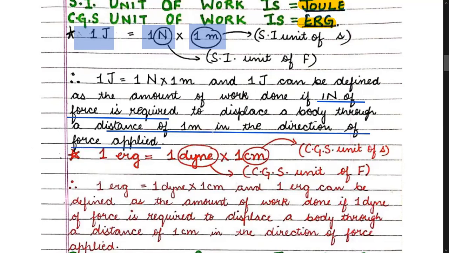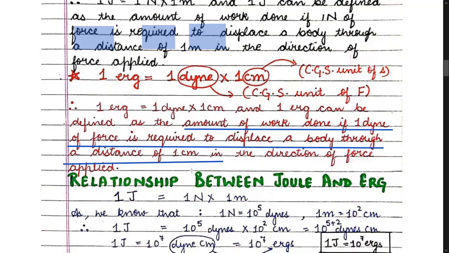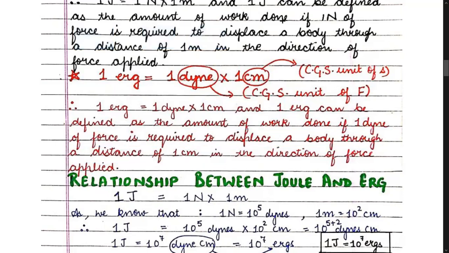Why are we writing "in the direction"? Because cos theta is taken to be 1, theta is 0 here. So, in the direction of force applied. And similarly, we can also define ergs. Here, 1 erg can be defined as the amount of work done if 1 dyne of force is required to displace a body through a distance of how many centimeters? 1 centimeter. So, through a distance of 1 centimeter in the direction of force applied.